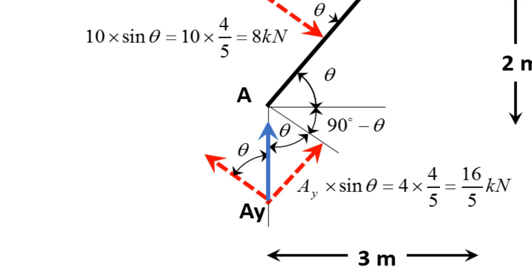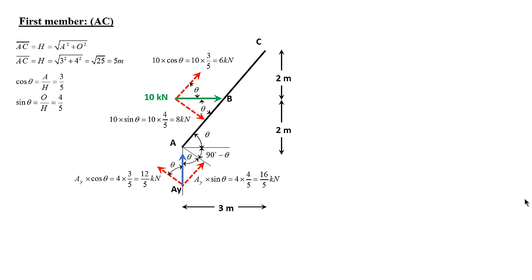Basically I'm going to say AY times sine theta is the parallel component, equals 4 times 4 over 5. That's going to give me 16 over 5. And for this one it's going to be AY times cosine theta, which is 4 times 3 over 5. That's going to give me 12 over 5 kilonewtons.